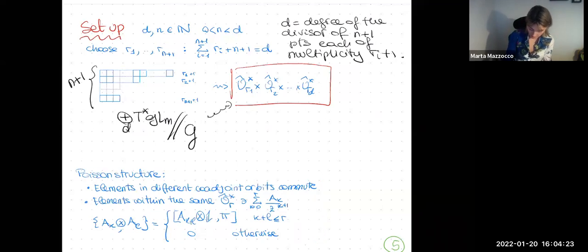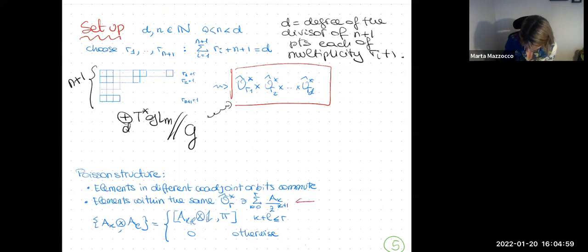What this Poisson structure does is that elements belonging to different coadjoint orbits Poisson commute, and within each coadjoint orbit, I can think about elements to be given by Laurent polynomials of order r plus 1, and the coefficients of these Laurent polynomials have non-zero Poisson bracket only when the indices sum up to the maximum r. This is essentially the truncation.